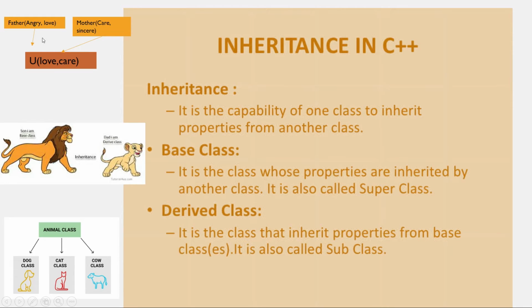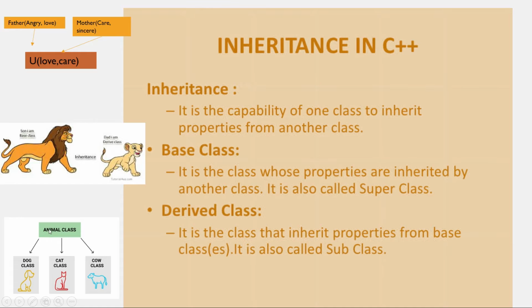So there will be a base class, which in other words you call a superclass, and one you call a derived class. In this example, father and mother act as base classes and you act as the derived class. Similarly, you can see this lion and its cub. The lion says I am a base class. Now the son says I am the derived class.